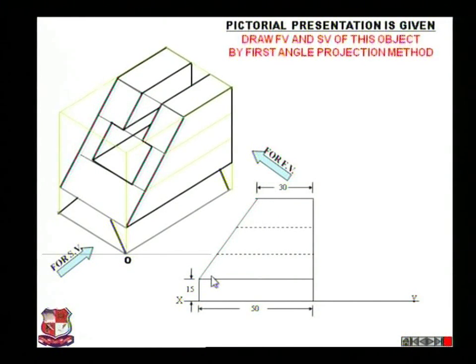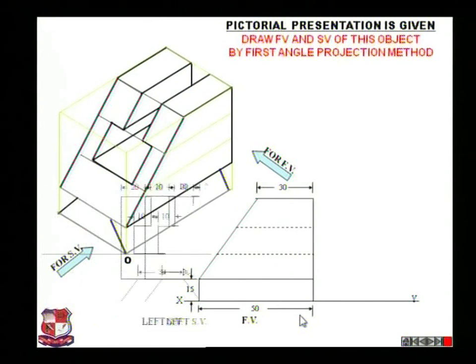And this inner edge, this corner and this corner, are hidden behind this plane, so they are not visible if we look from the front side. Hence both these corners are represented by this dotted line and this dotted line. So these two dotted lines represent these corners. Similarly, this is the front view.